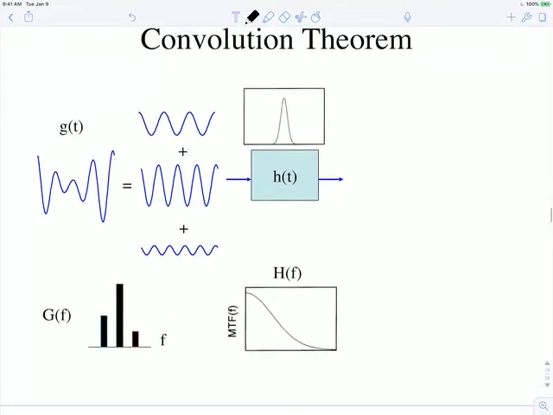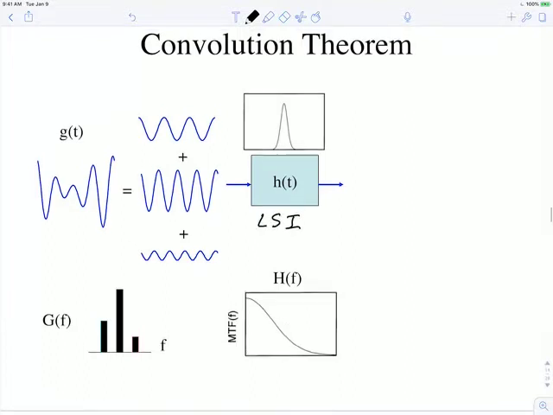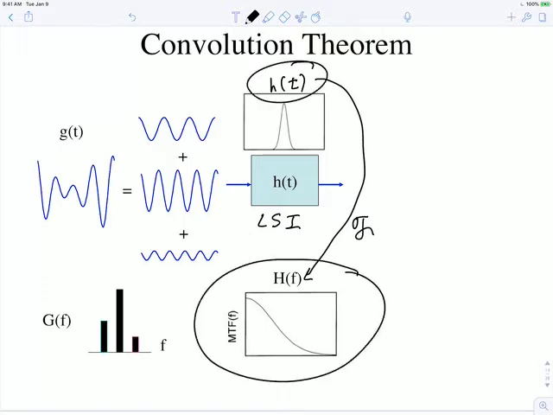Now let's imagine putting these through a linear shift invariant system. We're going to say this has some impulse response, h of t in this case, and the Fourier transform of that is just H of f. So I can have an impulse response of my system, and I can also have its frequency response, which is what we called the MTF before.